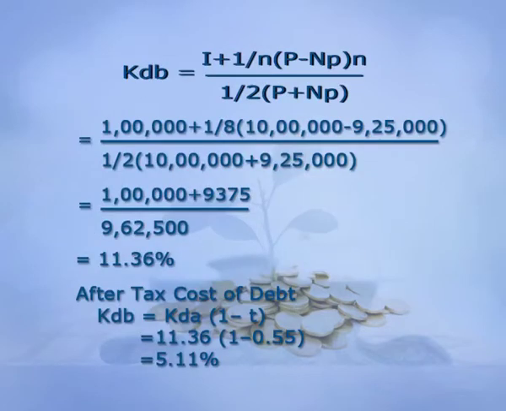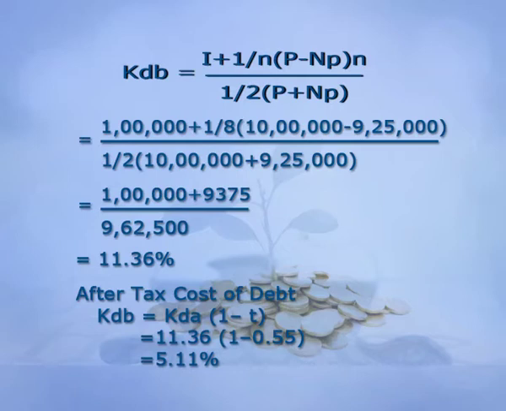KDB is equal to I plus 1 divided by n multiplied by P minus NP, into n, whole divided by 1 by 2 into P plus NP, which is equal to 1 lakh plus 1 divided by 8 multiplied by 10 lakh minus 9 lakh 25,000, whole divided by 1 by 2 multiplied by 10 lakh plus 9 lakh 25,000, which is equal to 1 lakh plus 9,375, whole divided by 9 lakh 62,500, and the answer is 11.36%.